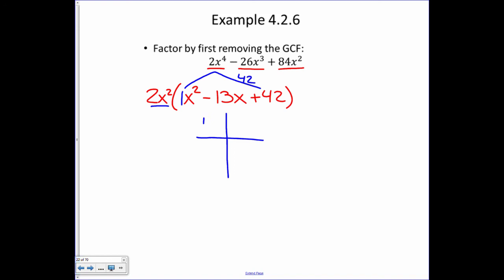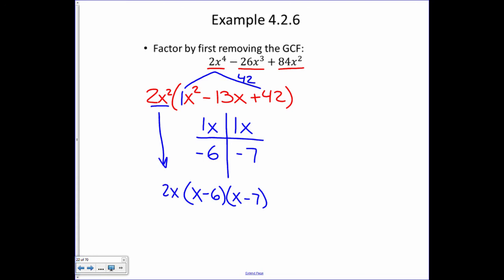And now we need two numbers that multiply to give you 42 and add to give you negative 13. And so negative 6 and negative 7. Those two numbers multiply to give you 42 and add to give negative 13. And so from this part, we get x minus 6 and x minus 7. And then we just got to bring the 2x squared down.